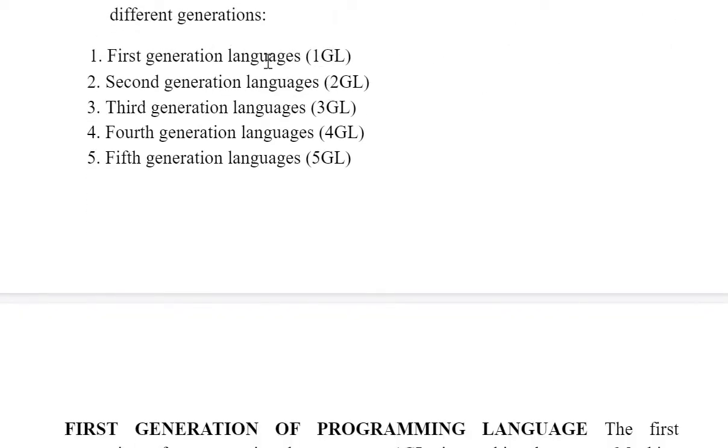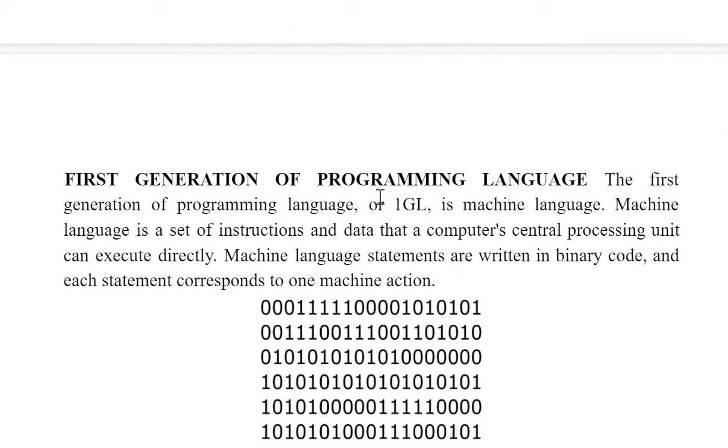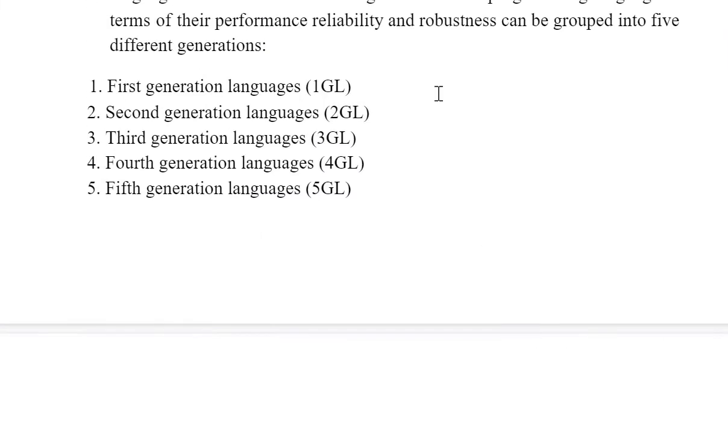You can see here there are 5 generations of programming languages: 1GL, 2GL, 3GL, 4GL and 5GL. We'll be discussing them one by one. Coming to the first generation of programming language. As I told you, if you come from up to down, it is more user friendly, more human being friendly, and if you go from down to up, it is more machine friendly.